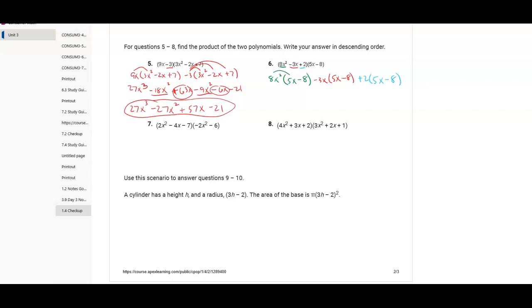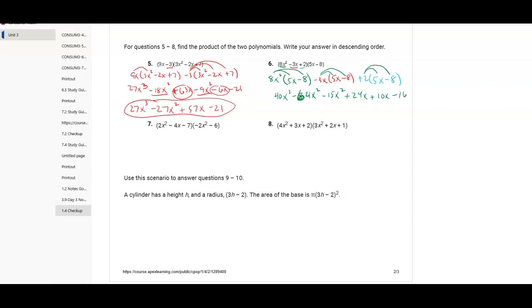8x squared times 5x is going to give you 40x to the third. 8x squared times negative 8 is minus 64x squared. Negative 3x times 5x is minus 15x squared. Negative 3x times negative 8 is plus 24x. 2 times 5x is plus 10x. Then minus 16.